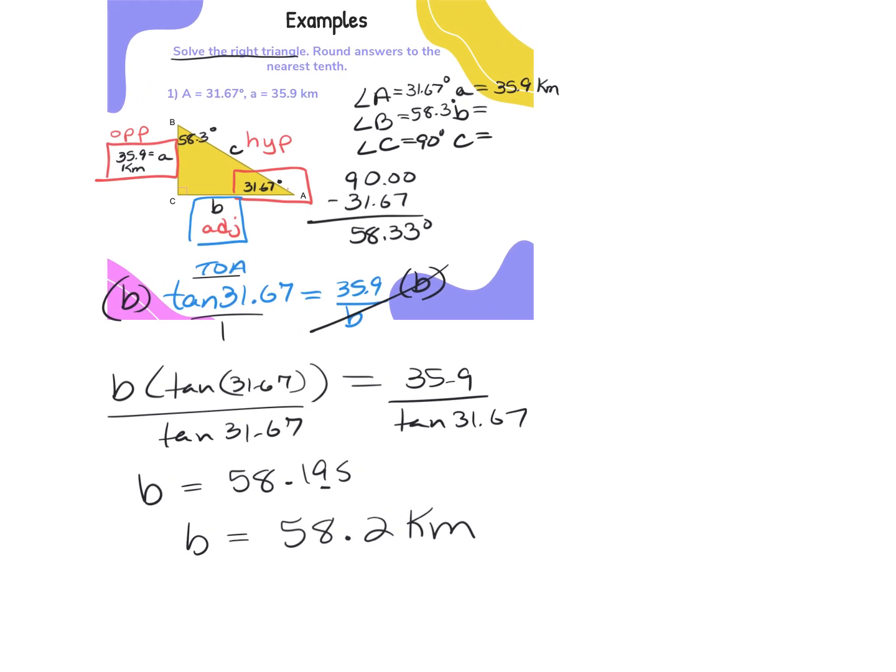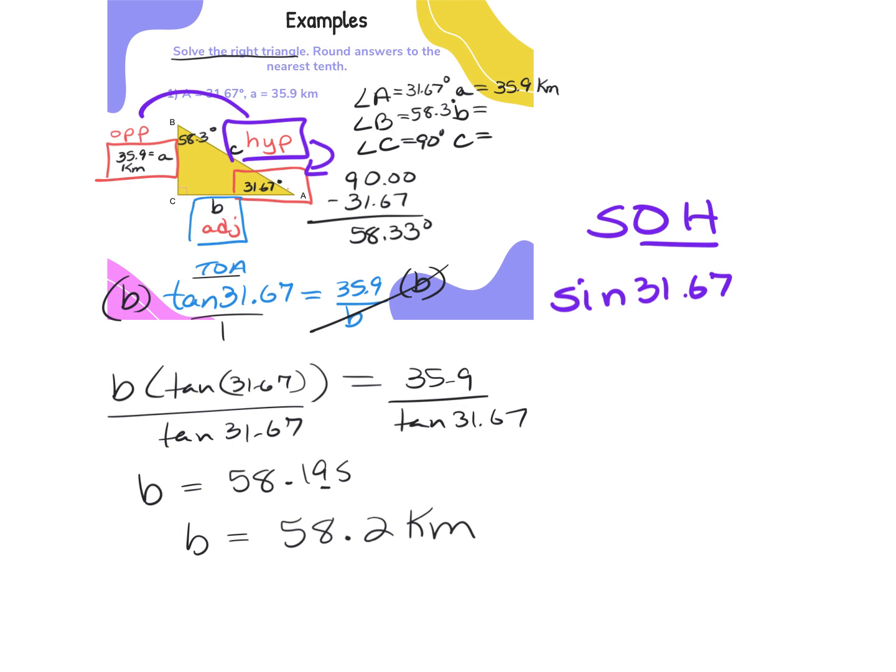Now, to find the hypotenuse, my hypotenuse is here. And again, I'm using my given. Don't use this newly calculated number because number 1, it's rounded. And number 2, if you've made a mistake, then c is going to be wrong as well. So I'm going to be using hypotenuse and opposite and the original acute angle they gave me. So opposite and hypotenuse, that's the SOH. So I'm going to be doing sine of 31.67 is equal to opposite 35.9 over lowercase c.